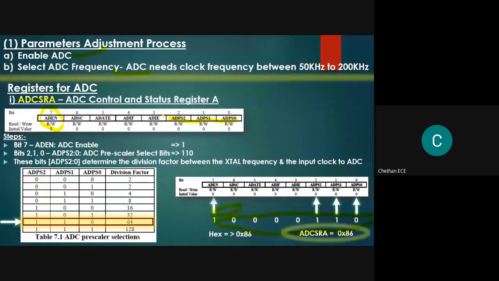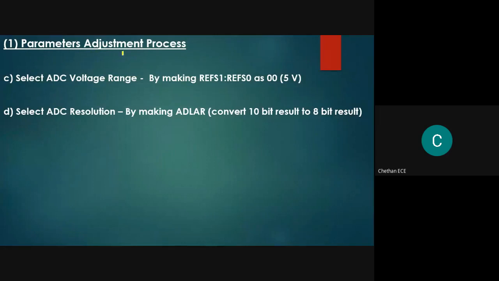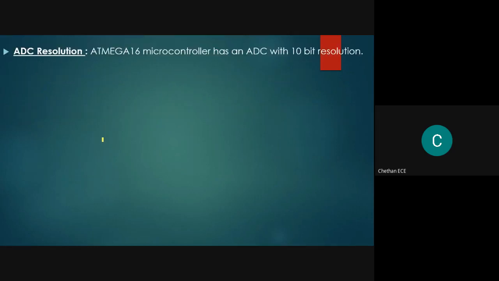Yes, very good. So far we have enabled the ADC. We have selected the operating frequency by enabling bit number 7, bit number 2, 1 and 0 in the ADCSRA register. The next step is to set the ADC voltage range and ADC resolution. Before going to the ADC voltage range, let's see what the ADC resolution is.